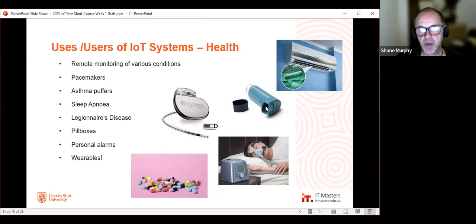We've seen asthma puffers with modems attached, sleep apnea devices, Legionnaire's disease. I've put that there because it's really about air conditioning monitoring to see that Legionnaire's disease is not being spread by building systems. Health is the driver of it, and has forced huge change in the building industry about how they manage and monitor air conditioning systems and the pools of water that accumulate around them. Pill boxes for people that don't remember to take their pills, personal alarms.